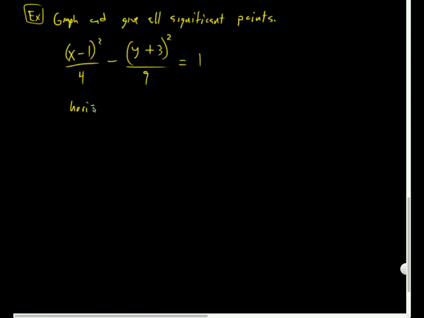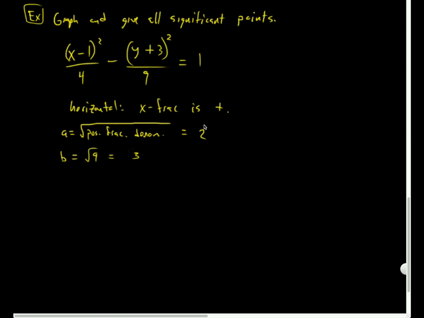So first of all, I know it's horizontal based off of the x fraction being positive. All right, and that's my only reason, and that's going to be sufficient for us. So that means a is going to equal the square root of the positive fraction's denominator, which in this case the square root of 4 is 2, and b is similarly going to be the square root of the negative fraction's denominator, so the square root of 9 is 3.